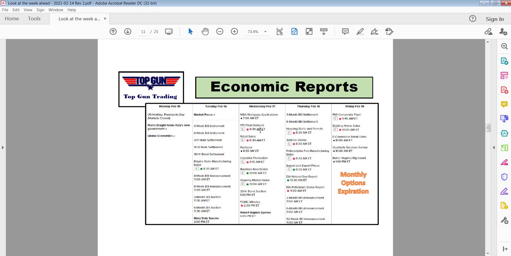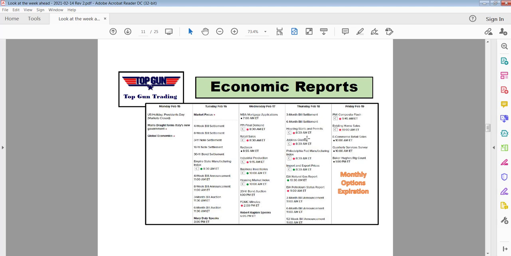We do have some economic news at 8:30 on Wednesday before the bell, PPI and retail sales. Those will be fairly important. Industrial production at 9:15. Then the markets open. And after the markets open at 10 o'clock, we have business inventories and housing market index. One that could be a player here is the FOMC minutes at 2 p.m. I don't really see that as a major market mover unless there's some surprise in there, which I doubt there will be.